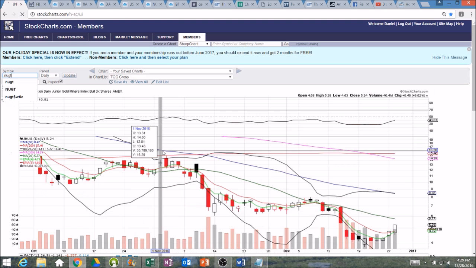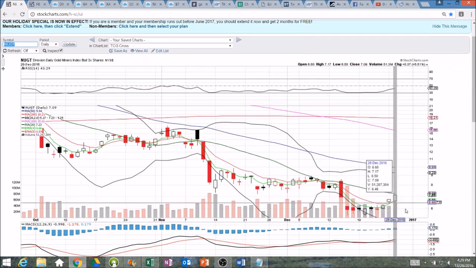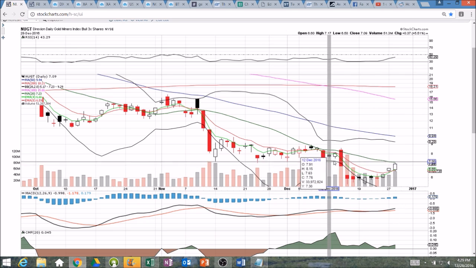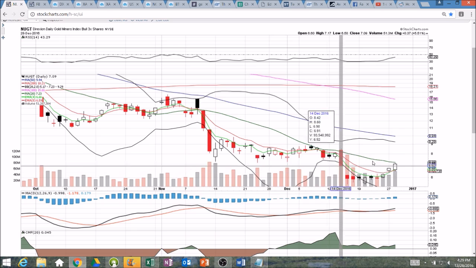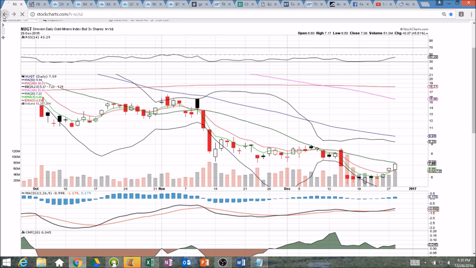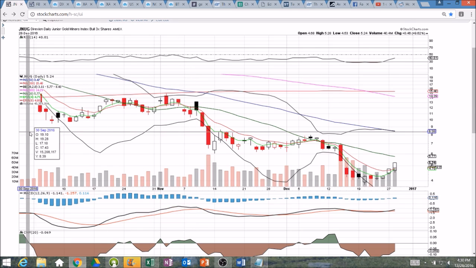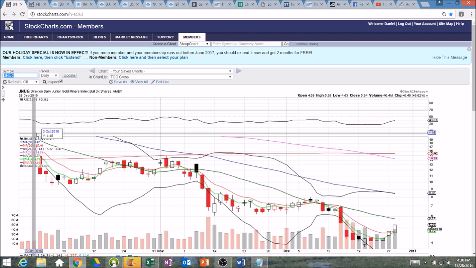And look at NUGT. We have filled that gap. And we're at the middle Bollinger Band resistance. So that resistance is going to be right around 720 tomorrow. If the bulls can turn that into support, we will be looking at another move to the upside. We'll be looking at 860 if this middle Bollinger Band can become support. JNUG is still a ways away from testing its middle Bollinger Band resistance. That's going to be in the low 570s come tomorrow. And we'll see if the bulls can get above that level. All about middle Bollinger Band resistances for these miner bulls.